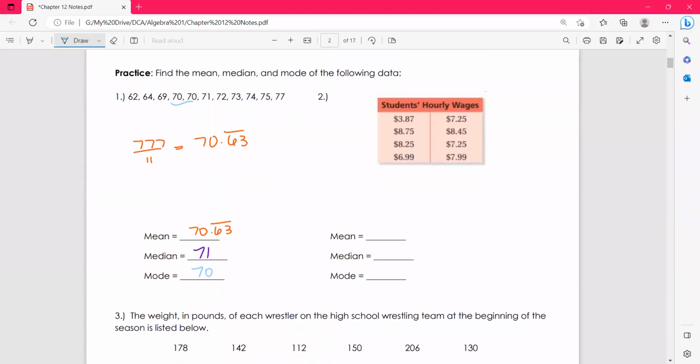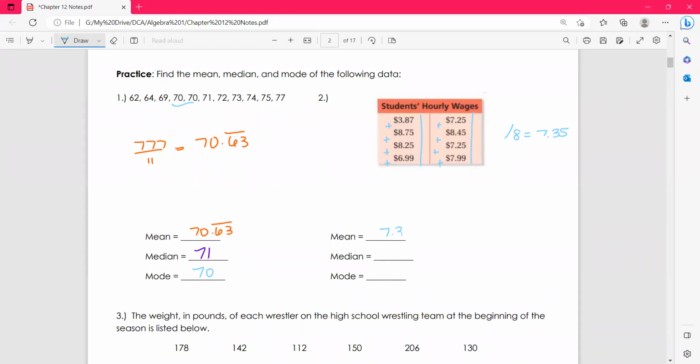So let's do the mean here. The students' hourly wages. So for the mean, we're going to add up into a calculator. $3.87 plus $8.75 plus $8.25 plus $6.99 plus $7.25 plus $8.45 plus $7.25 plus $7.99. And when we add them all up and divide by 8, because there are 8 numbers, we should get 7.35 is our mean.